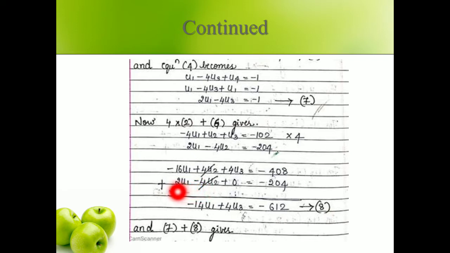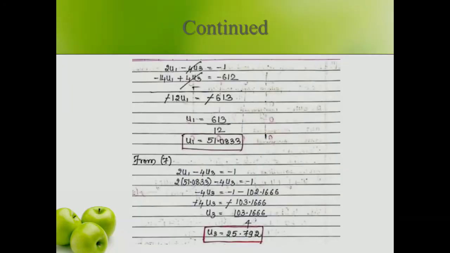u2 will get cancelled, so in terms of u1 and u3 you will get the equation. So adding the 7 and 8 equations, you get u1 value equal to 51.0833, and from equation 7 you will get the u3 value. Just substitute your u1 value in equation 7, u3 will remain as it is.